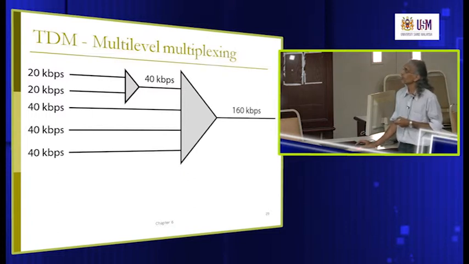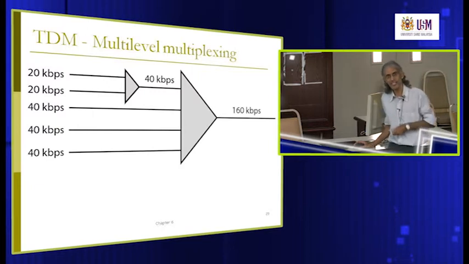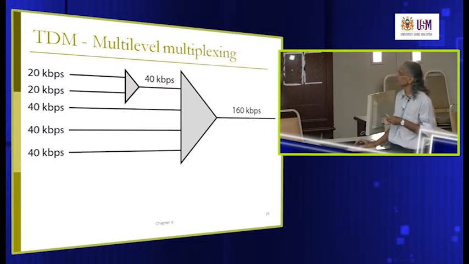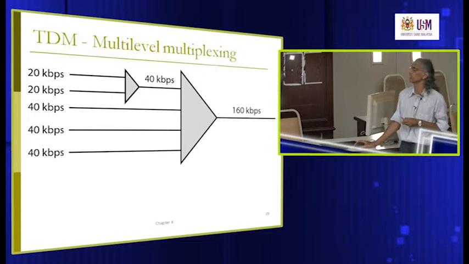Then we can do a second level of multiplexing. So in this case, we have 2 levels of multiplexing to combine the 5 lines. We call this multi-level multiplexing. One level combines the input lines with different speeds first into similar ones. Then the second level combines all the same ones. That's how you do it. At the end, it's still the same: 40, 40, 40 plus 20, 20 is still 160. No difference.